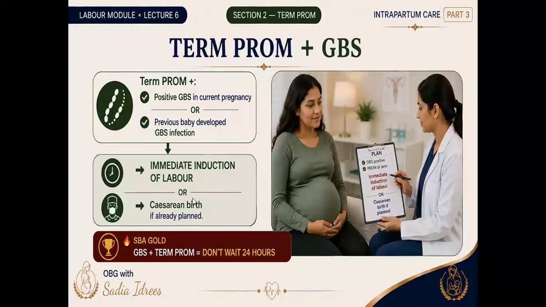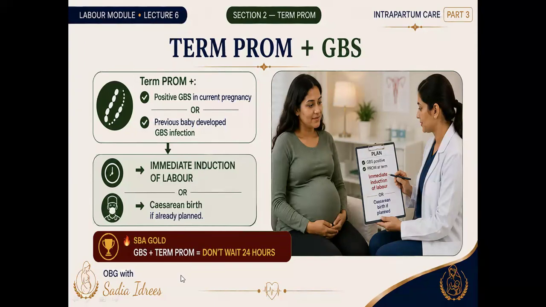Yes, please. What do you do? Do you say around 60% of women labor spontaneously within 24 hours, so let's wait? No. If a woman with term PROM has had a positive group B streptococcus test at any time during the current pregnancy, offer immediate induction of labor. And similarly, if she has previously had a baby who developed a GBS infection, offer immediate induction. Don't wait for 24 hours.